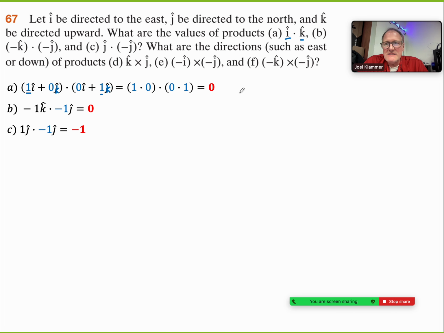Now, for these next three, we're going to be talking about i pointing towards the right, j pointing up, and k pointing out of the page. And they also tell us to use east, west, north, south for all those kind of terms. Remember, for cross products, you have to do the right-hand rule.